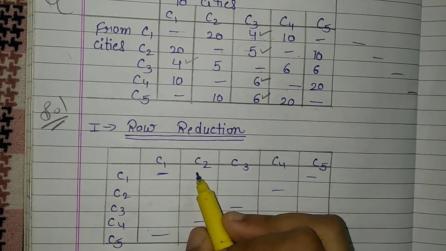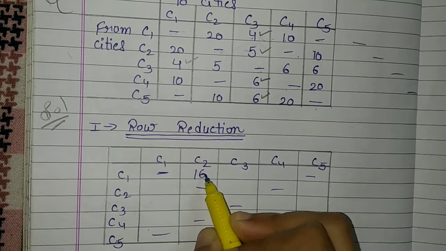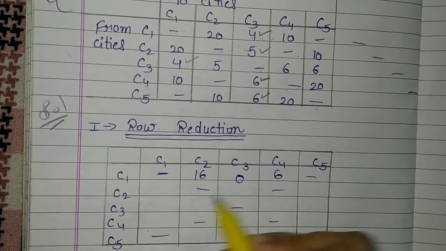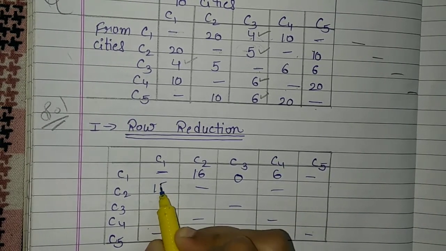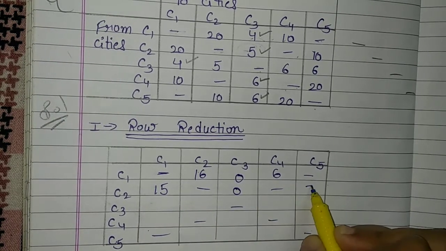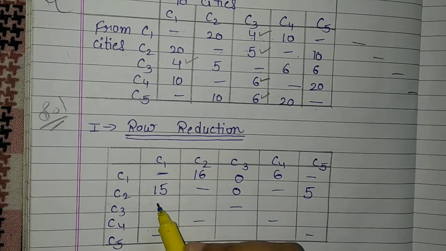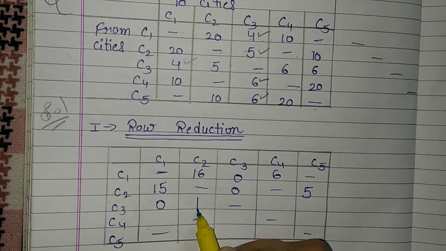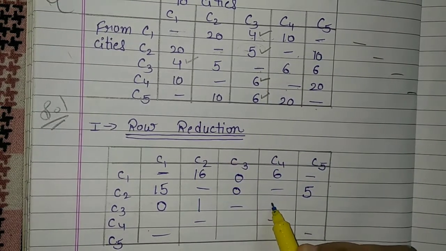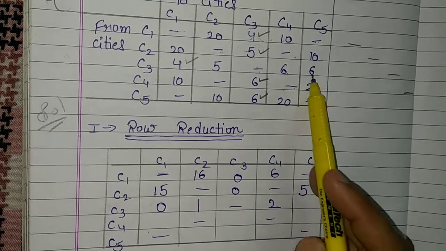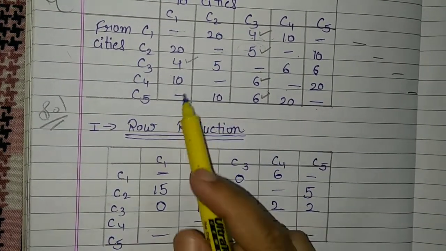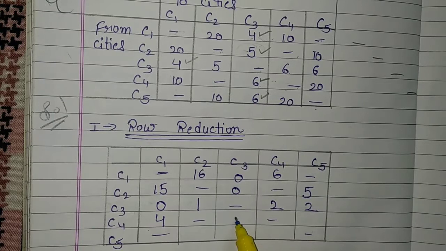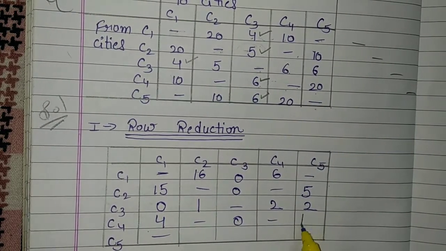20 minus 4, 16, 4 minus 4, 0, 10 minus 4, 6. 20 minus 5, 15, 5 minus 5, 0, 10 minus 5, 5. 4 minus 4, 0, 5 minus 4, 1, 6 minus 4, 2. Here 10 minus 6, 4, 6 minus 6, 0, 20 minus 6, 14.